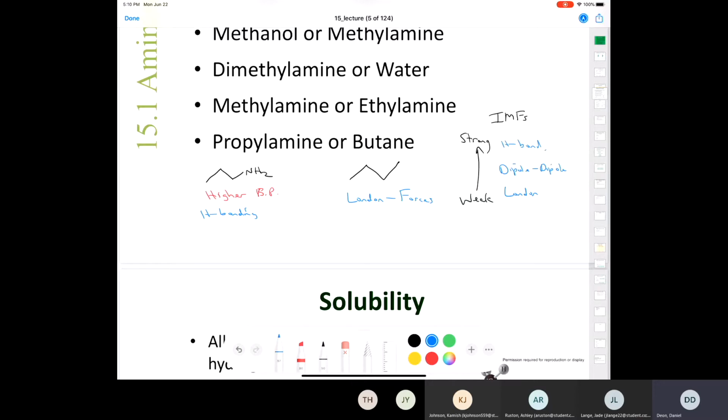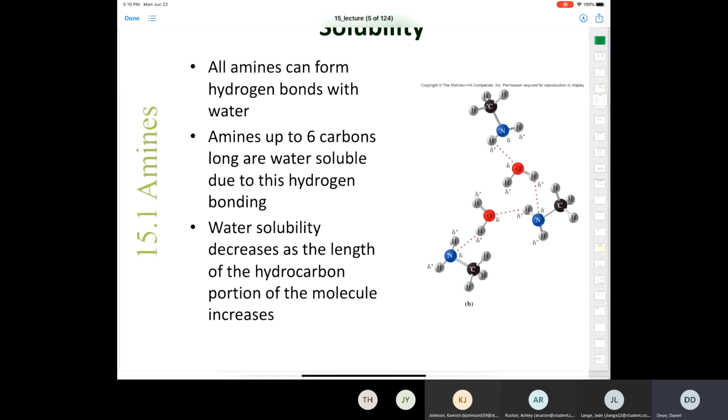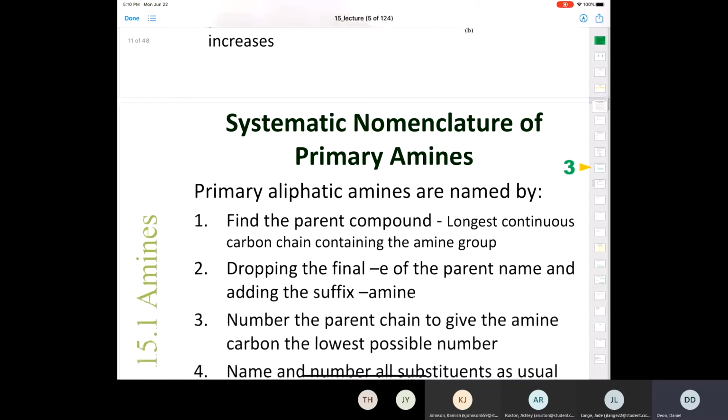There we go. Okay, then from there, I talk about solubility, and I said that all amines can form hydrogen bonds with water. There's a water molecule shown here, and you can see here's a primary amine hydrogen bonding with a water molecule, and they're showing the hydrogen bond here. It says here that as a rule of thumb, amines up to 6 carbons are generally going to be water soluble due to hydrogen bonding. And of course, just like we saw with alcohols, as the length of the hydrocarbon portion of the molecule gets bigger and bigger, water solubility will decrease. And nothing really new there.